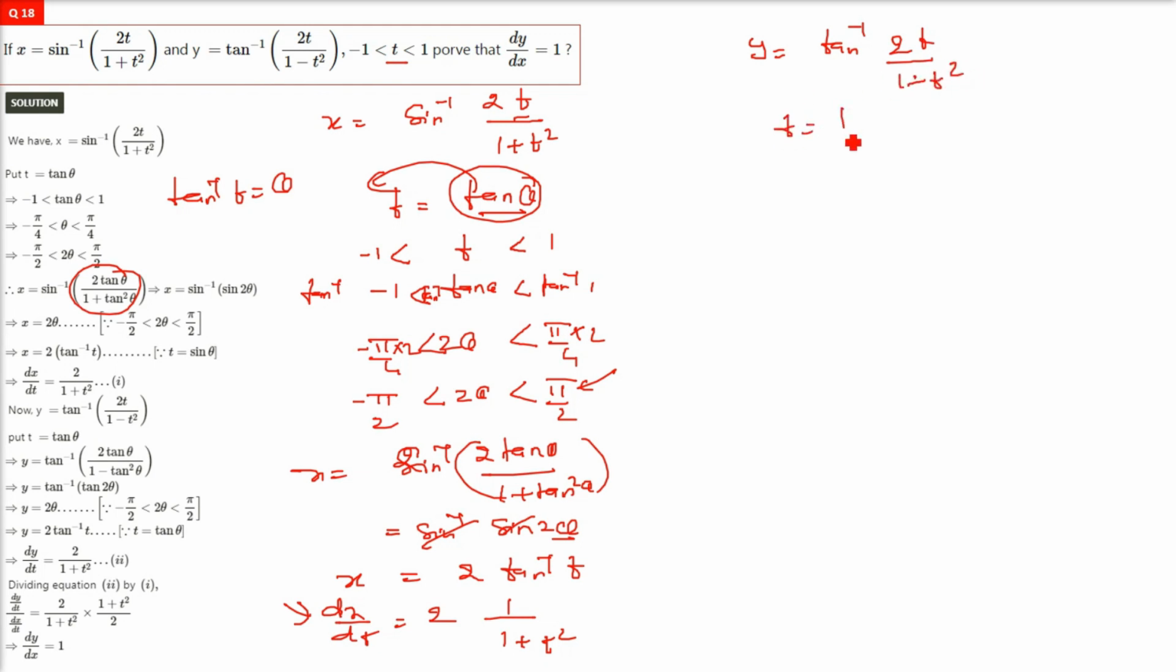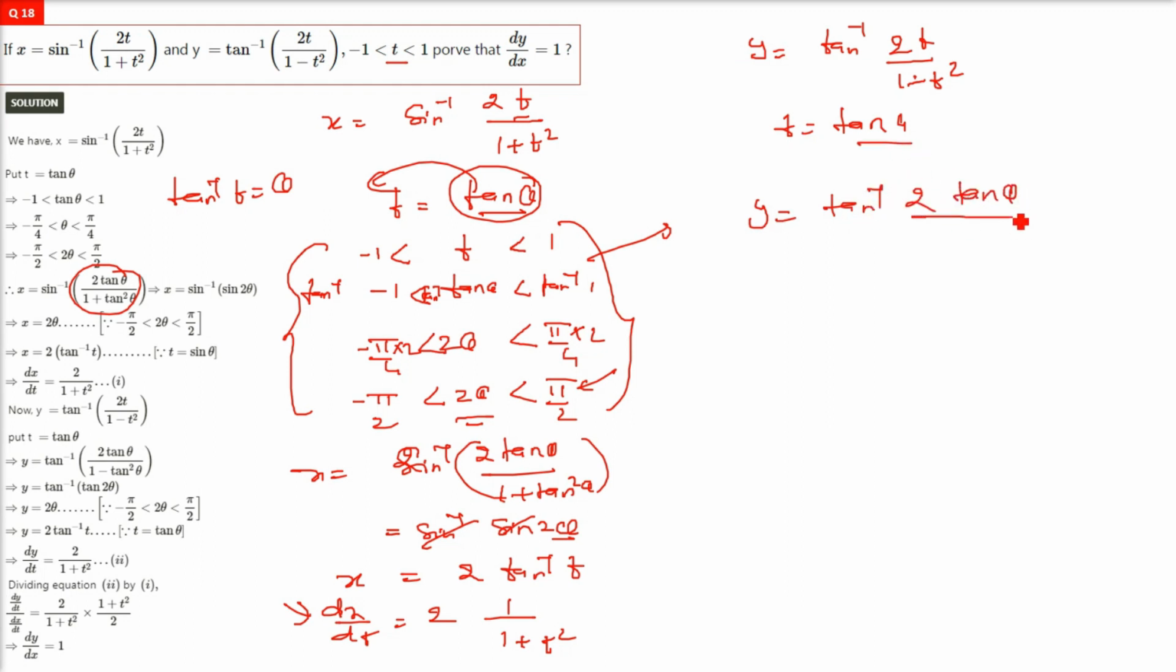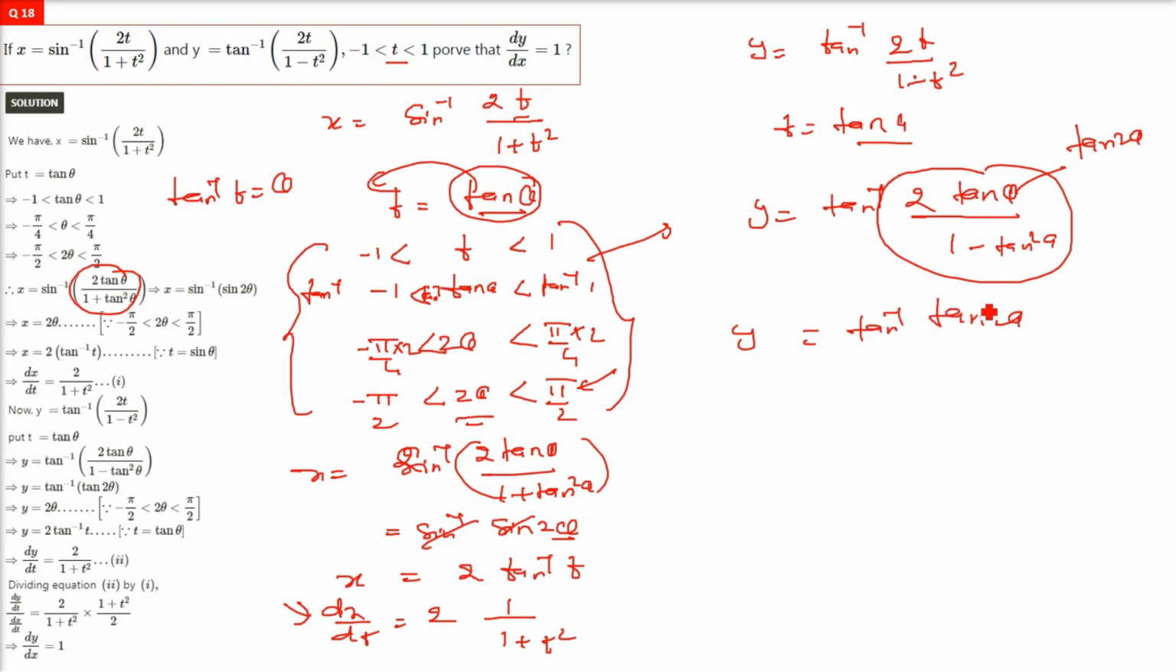So t is equal to tan theta. Same thing we are going to put. T is tan theta. And this you have to do for this part also. Please remember, I am not repeating it, but this part has to be done again because this is a different thing. But all these steps will remain the same. So y is equal to tan inverse, I am putting t as tan theta, so 2 tan theta by 1 minus tan square theta, and this is nothing but tan 2 theta. So it will be tan inverse tan 2 theta. And you can just cancel this tan and tan inverse, it will be twice theta.